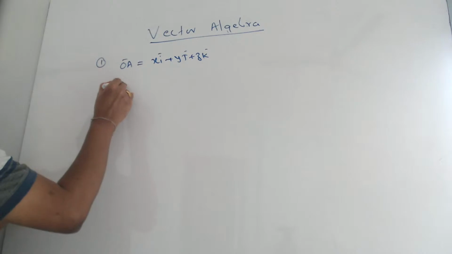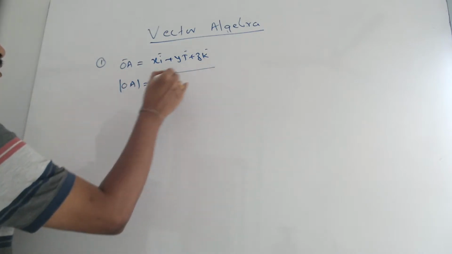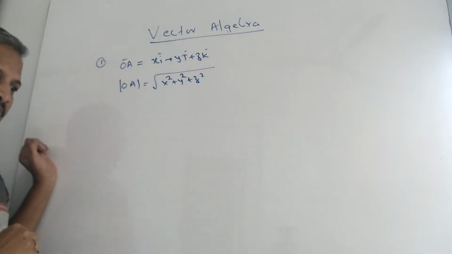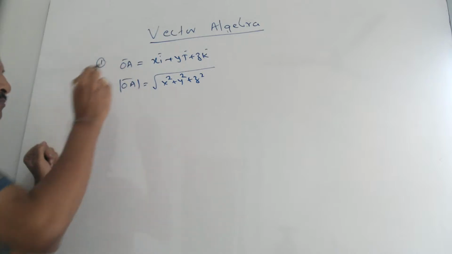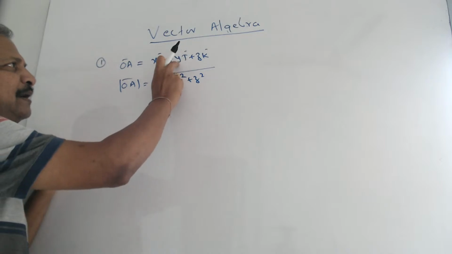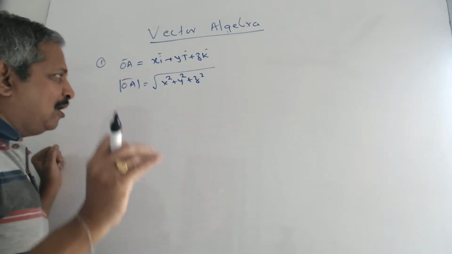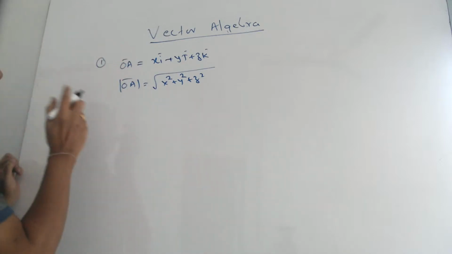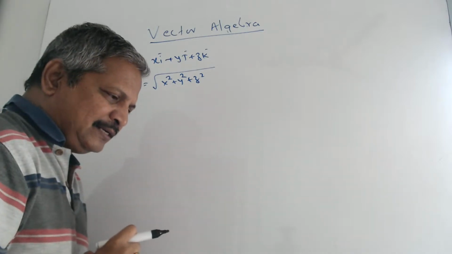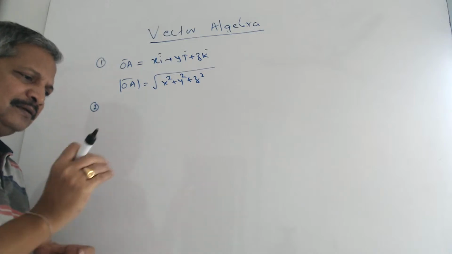Now its magnitude: if I take the modulus of OA bar, it is nothing but the root of x square plus y square plus z square. This is the magnitude of OA bar. Next important thing you have to remember: a vector with magnitude 0 is called a null vector or zero vector.